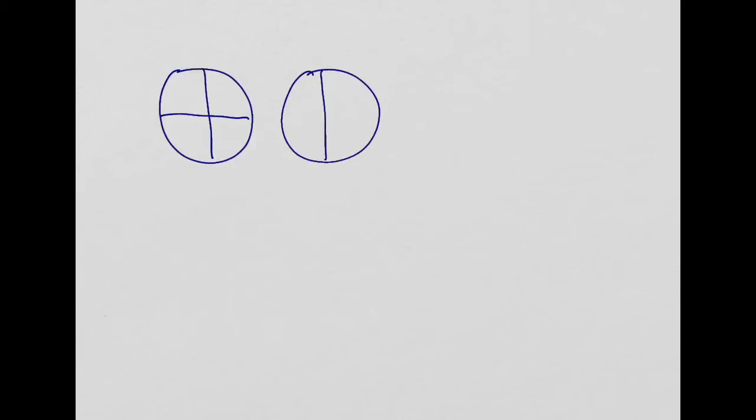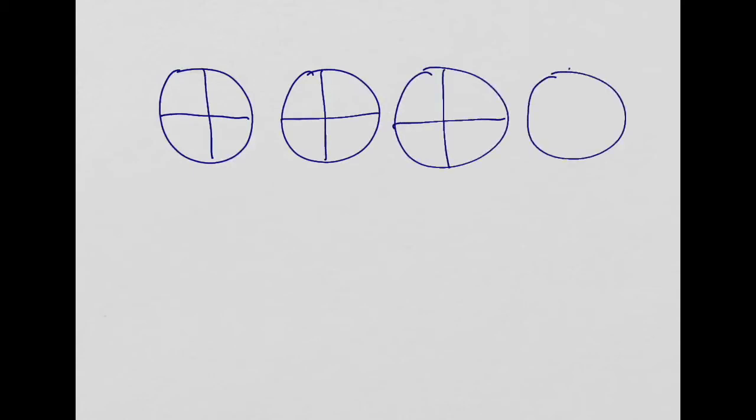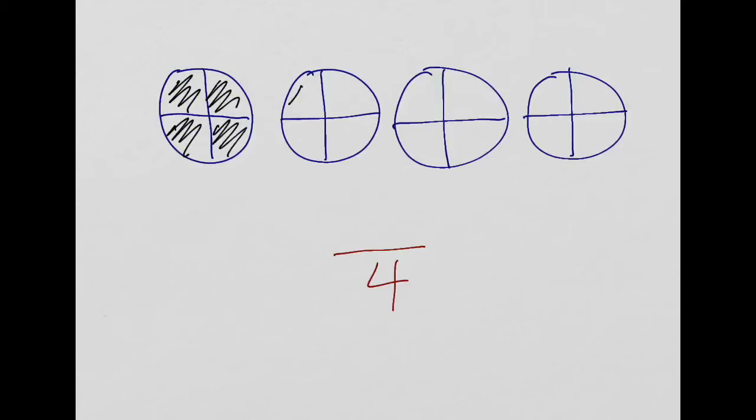Let's do another example here. I will draw out quarters. Okay. Let's draw this many wholes. So once again, your denominator is 4. So let's shade in, let's see here.